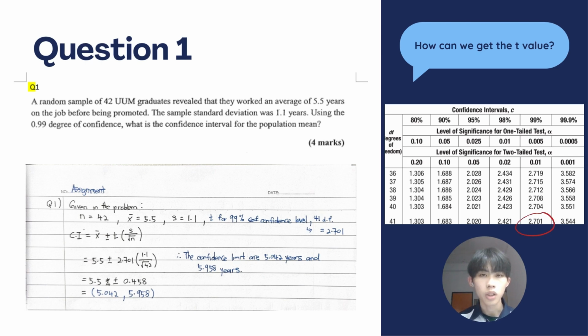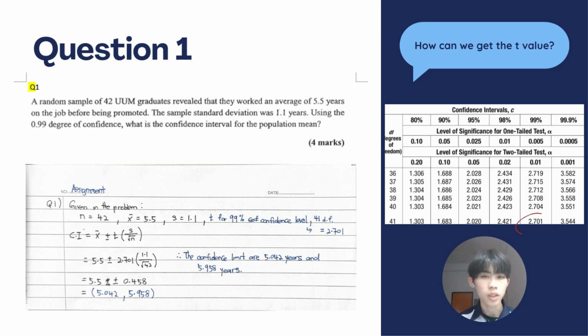We need to refer to the t-table. For the 99% confidence level, we need to refer to the 41 degrees of freedom, since the sample size is 42 and we subtract 1 from the sample size. We will get the t-value equal to 2.701.